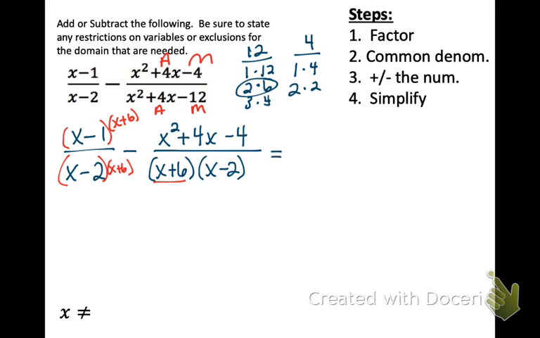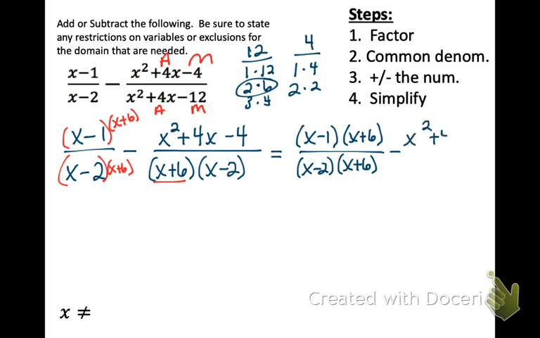Okay, let's write this out. So on the top of the first one we have x minus 1, x plus 6. And on the bottom we have x minus 2, x plus 6. Okay, common denominators have been made. Now I'm going to add or subtract the numerators. Well, I can't really do that until I put this in a different form.